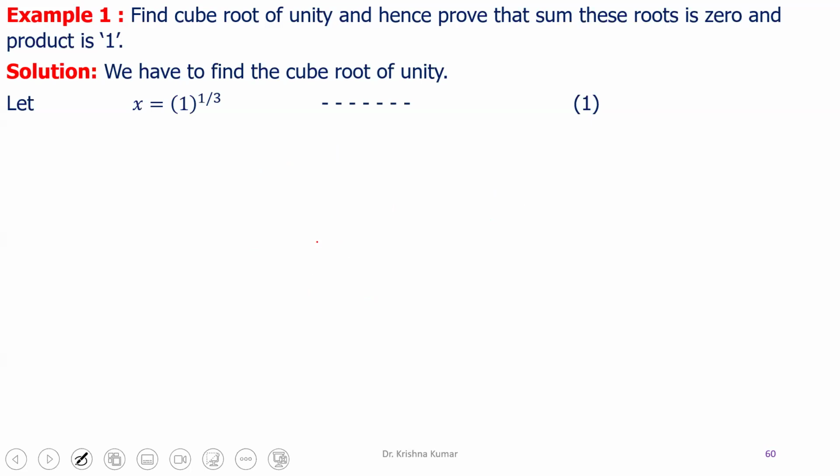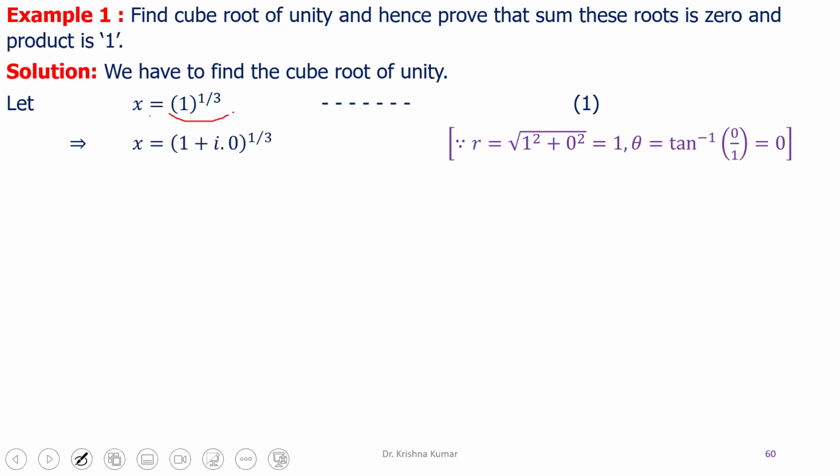So let us try to simplify. We write x is equal to 1 to the power 1 by 3, which implies x is equal to (1 plus i into 0) to the power 1 upon 3. Here the real part is 1 and the imaginary part is 0. First we want to convert this complex number, which is given in the general form, into polar form.